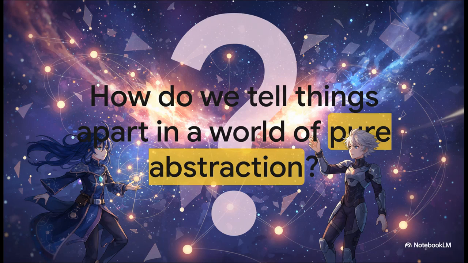So how do we tell things apart in a world of pure abstraction? I mean, seriously, think about it. If you have a space with no rulers, no coordinates, just a bunch of points floating around, how can you possibly say, this point is different from that one? It's a huge question, and it gets right to the heart of what space even means.